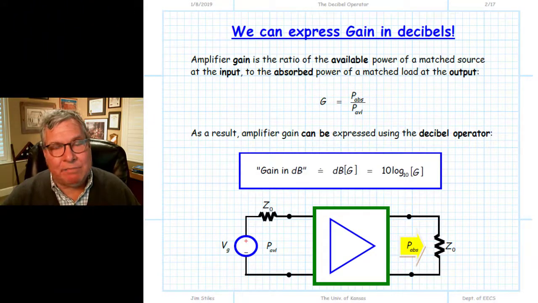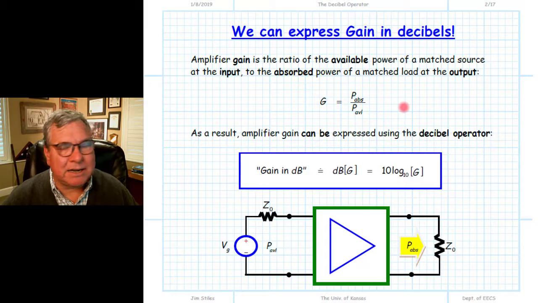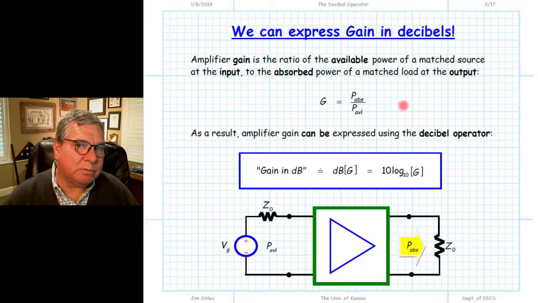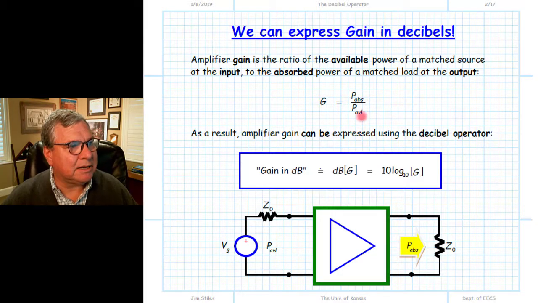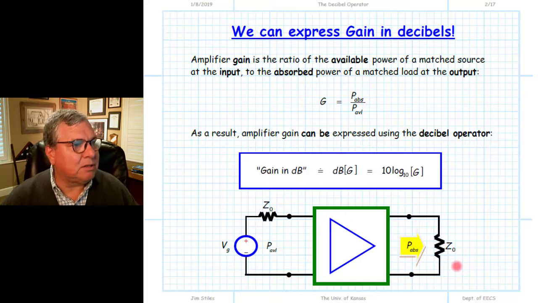Since we're talking about microwave amplifiers, gain is defined as the ratio of the absorbed power by a matched load at the output of the amplifier attached to the output port, divided by the power available from a matched source at the input of the amplifier. And again, this is different than other non-microwave amplifiers, where we might define gain as the ratio of the power absorbed to the power delivered by the source. In this case, again, it's the available power of the source. And again, it's the absorbed power of a matched load, specifically for this load.